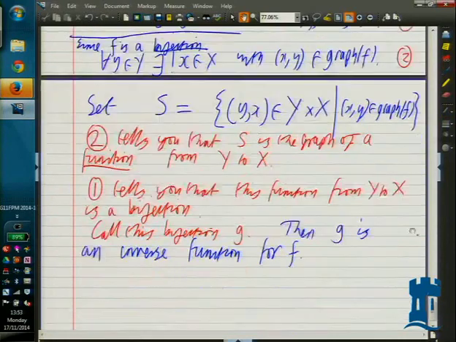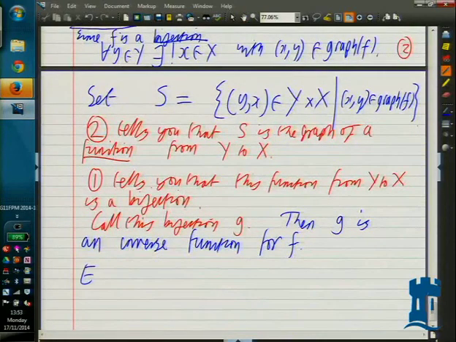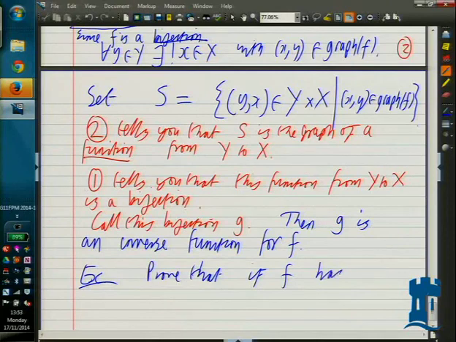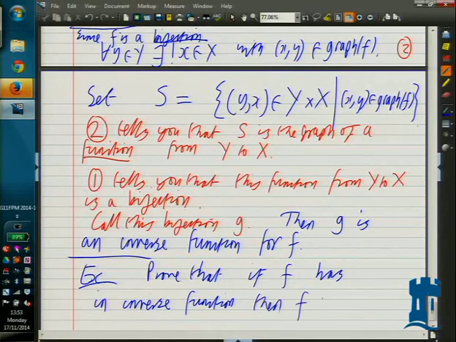So I leave it as an exercise. Prove that if f has an inverse function, then f must be bijective. Okay, so I'll stop there for today.